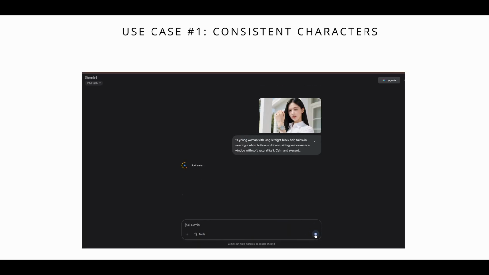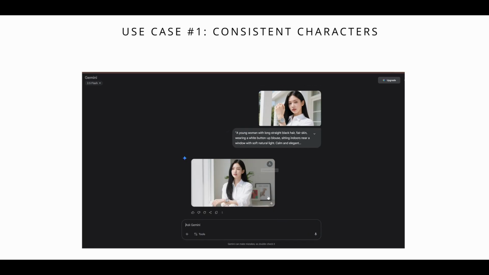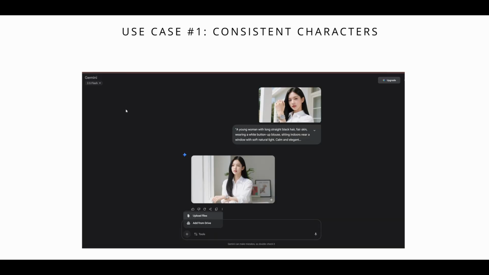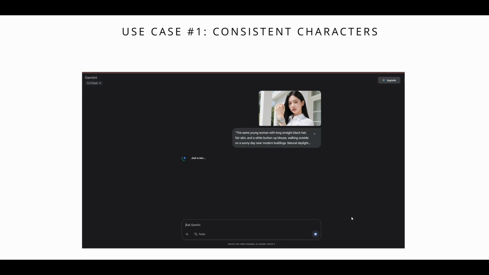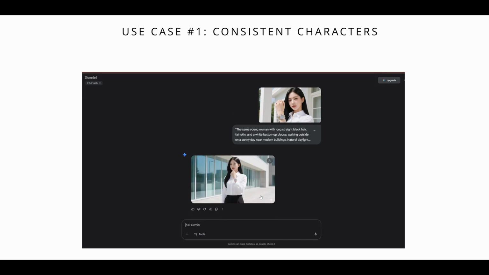Okay, I gave it our character with a prompt. Don't worry, I'll mention all the prompts at the end of this section, and told it to make this lady beside a window with soft lighting on her. It nailed it. Wow, this is absolutely insane. Same input image, but now I want her walking outside on a sunny day near modern buildings. And here we go. Amazing.